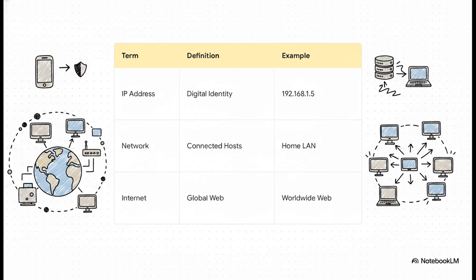Next is the network. This is simply a group of connected hosts, computers, switches, routers that share resources within a specific boundary. And finally, the internet. People use the word all the time, but it literally stands for interconnected networks. It's a massive worldwide public network made of millions of smaller networks linked together.